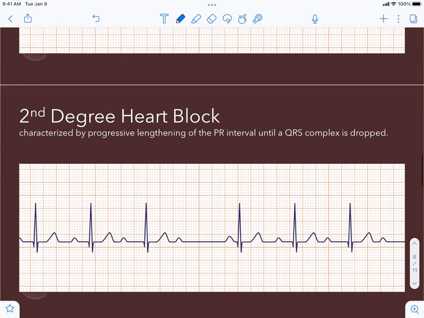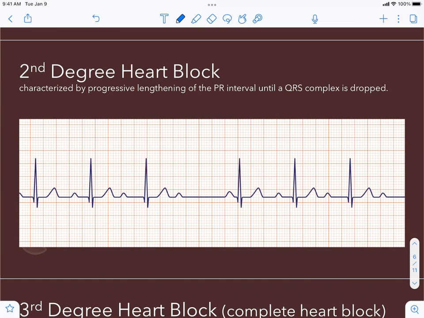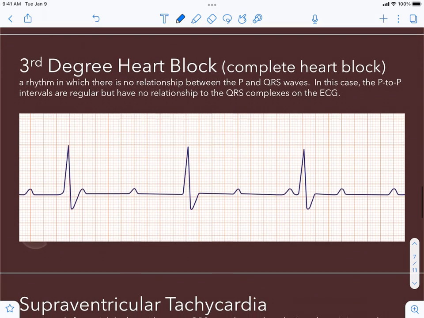Second degree block, as I mentioned, this one's interesting in that we have a progressively longer delay. So look here, it's fairly long. You notice this one's even longer. And then eventually it just becomes so long that look, we completely skipped a QRS wave right here. And then we basically start over with it really, really short, and then getting progressively longer and longer, and then longer again until we skip that QRS wave again. And so that would be second degree block.